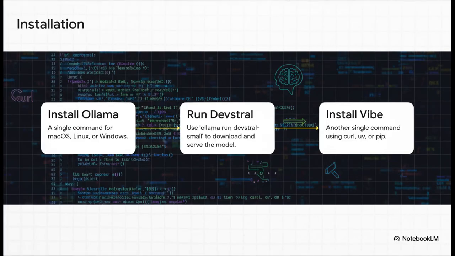Seriously, it's this easy. Step 1, install Ollama. That's one command. Step 2, you tell Ollama, hey, go run the Devstral model. It handles the download, the setup, everything. And step 3, you install the Vibe CLI. That's it. 3 lines in your terminal, and you now have your own private, powerful AI coding assistant.